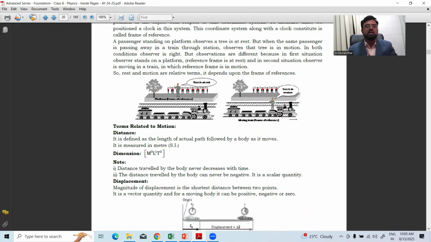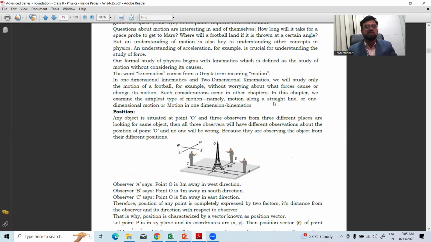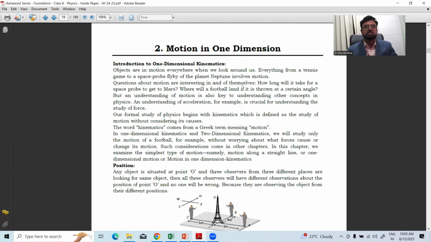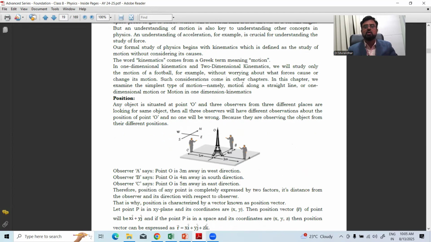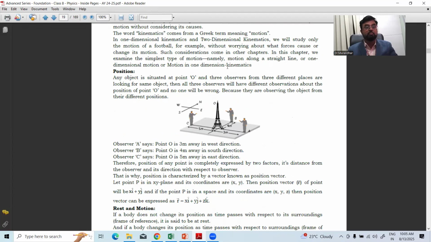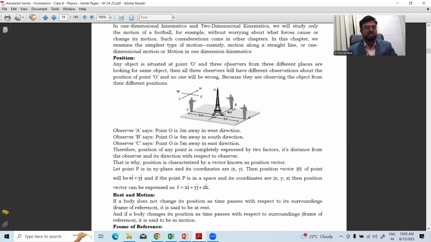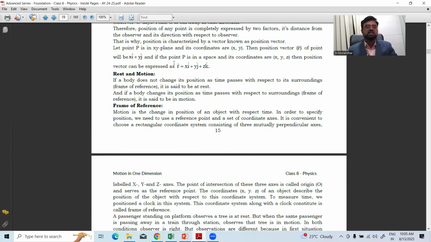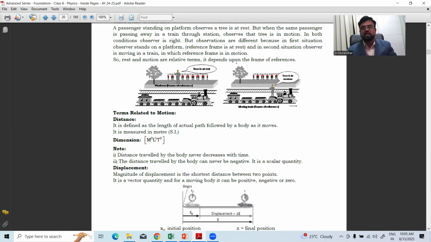What we learned in the last session: we started the kinematics chapter, that is motion in one dimension or straight line, where we discussed what is kinematics, what is the position of a body, what is rest and motion. We discussed that rest is nothing but a body remaining in the same position for a long time, or a body not changing its position with time. When a body changes its position with time, it is called motion. Both are interrelated.